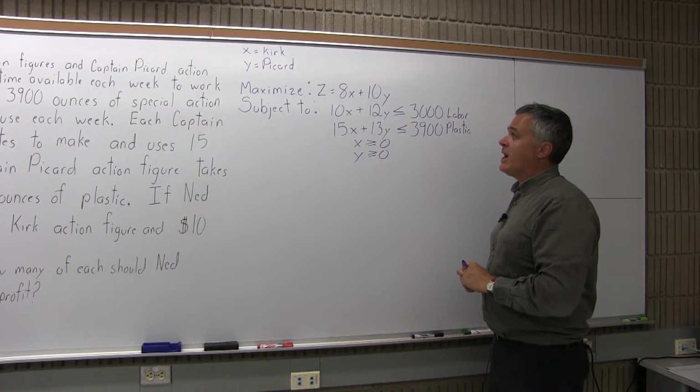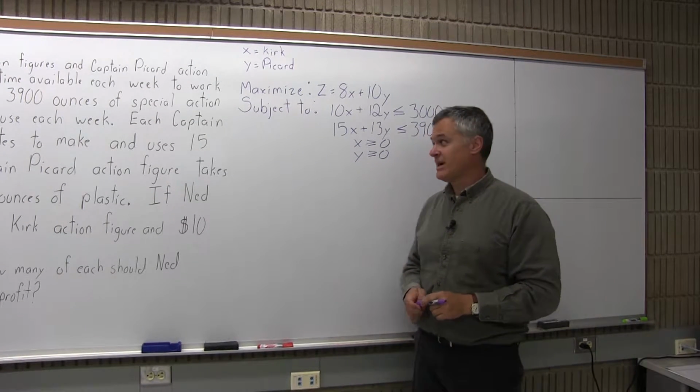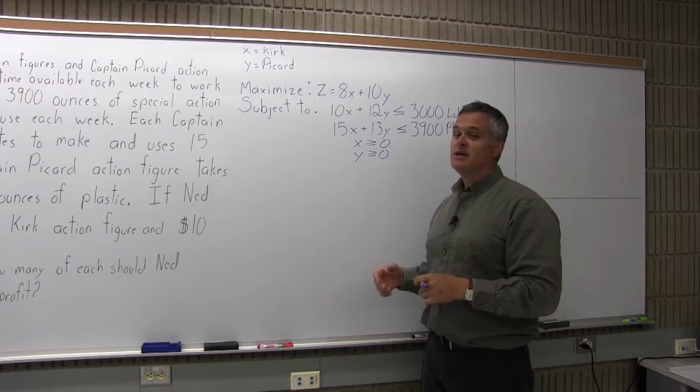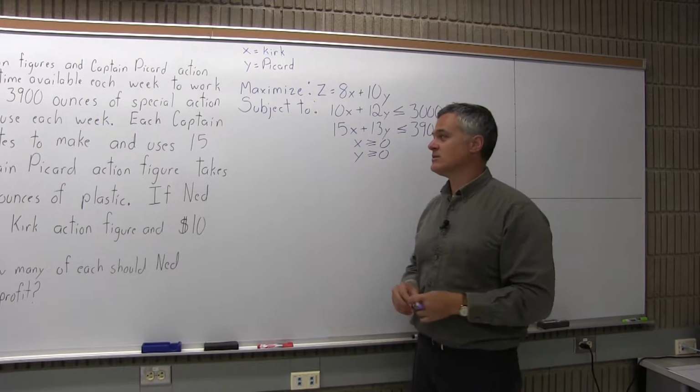So now we have the problem set up. Now we have to solve it. So now there's 4 more steps. Step 1 is graph your feasible region. Step 2 is label your corner points. Step 3, make the chart. Step 4, state your solution.